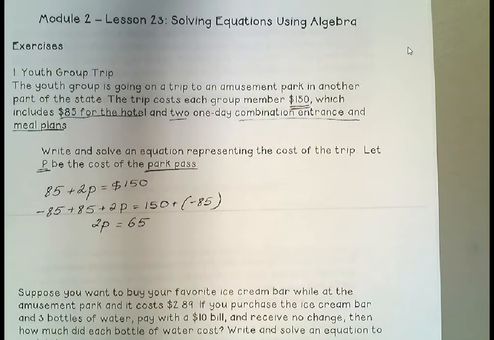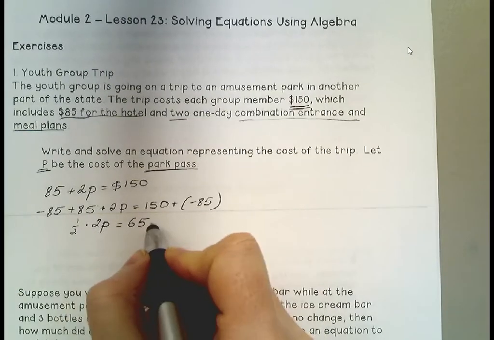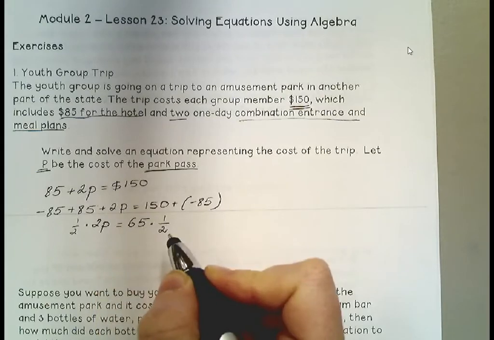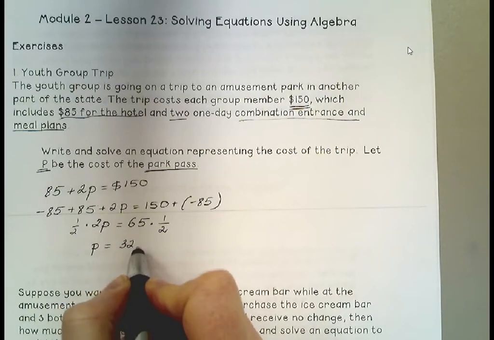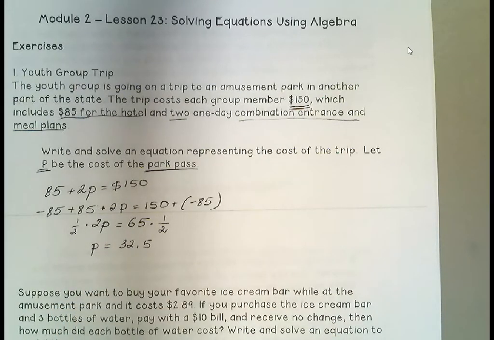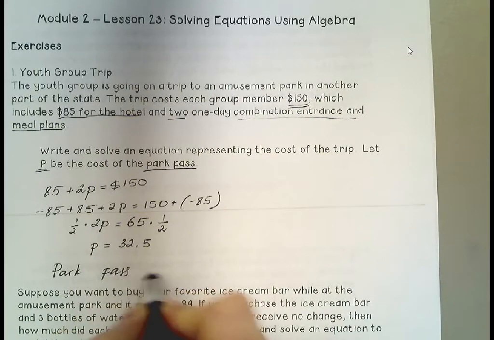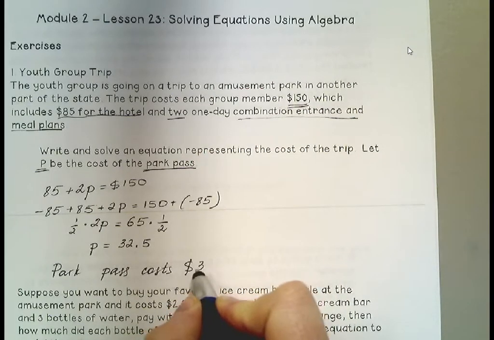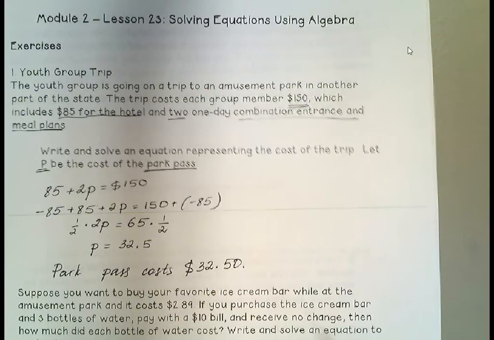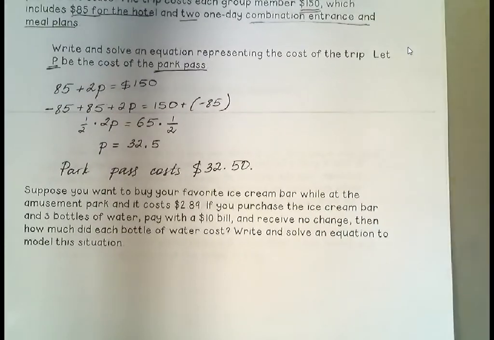And then to find out what p is, we are multiplying 2p by the reciprocal of 2, which is 1/2, on both sides. And when we do that, our p equals 32.5, 32 and 5/10. That means that the park pass costs $32.50. Okay?